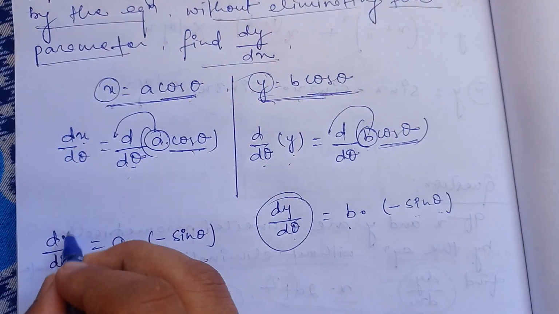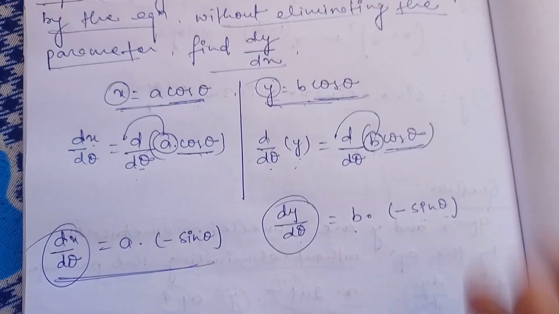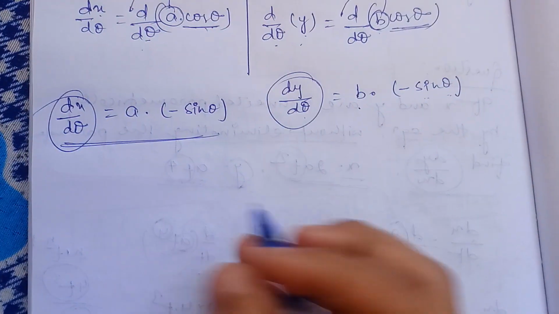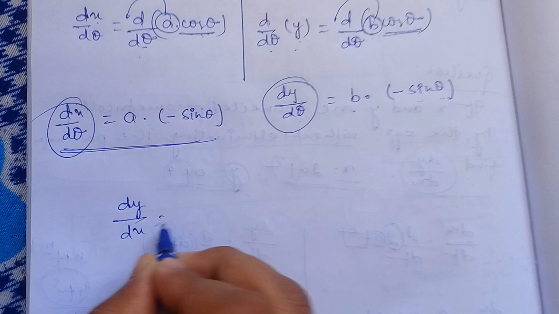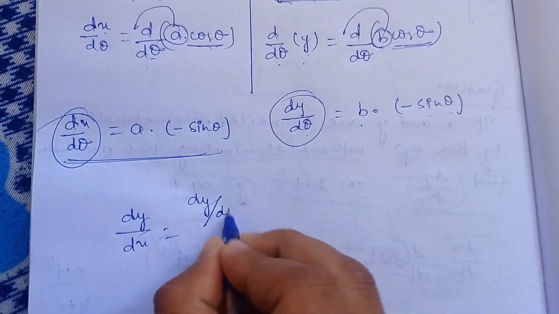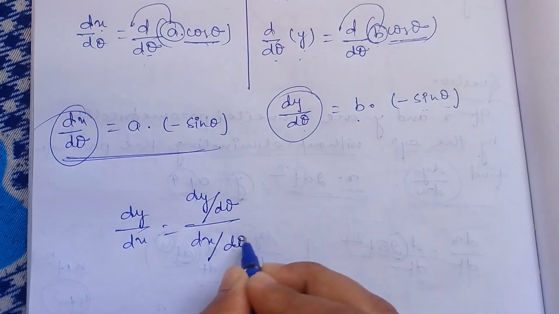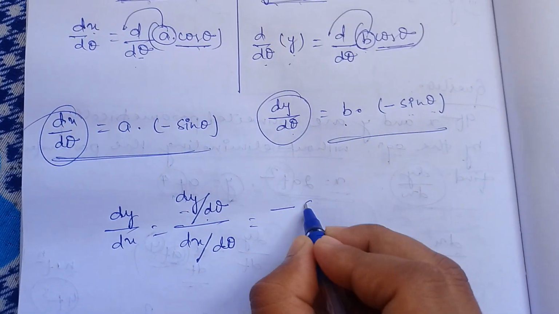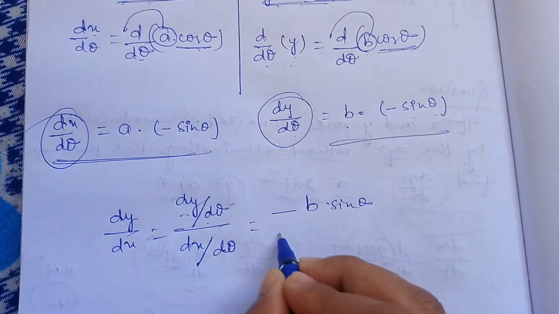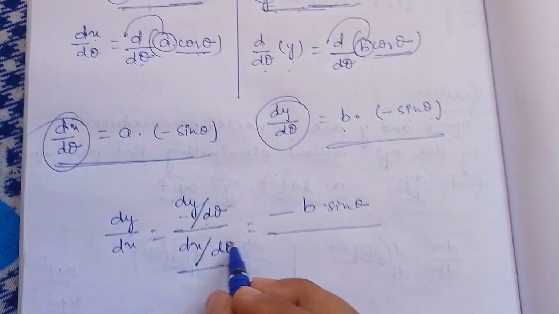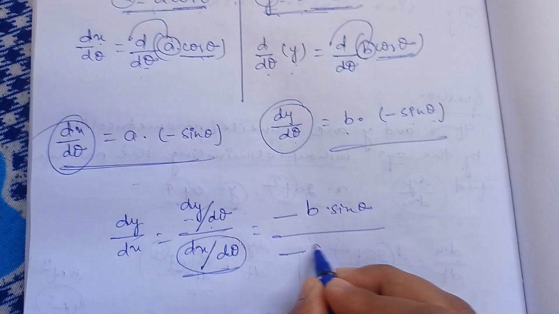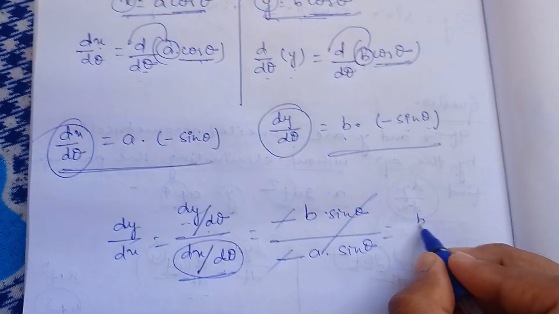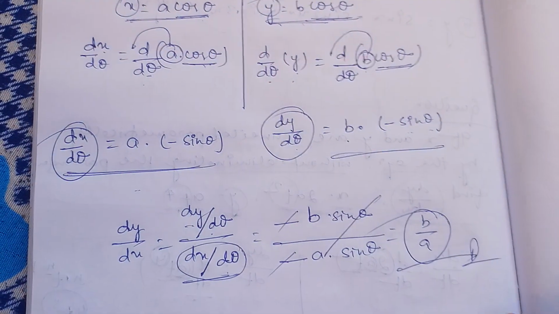This is dy by d theta and this is dx by d theta, and we are finding dy by dx. So dy by dx is equal to dy by d theta divided by dx by d theta. The value of dy by d theta is minus b sin theta, divided by dx by d theta, which is minus a into sin theta. The sin theta and the minus cancel, and the answer will be b by a. This is our answer.